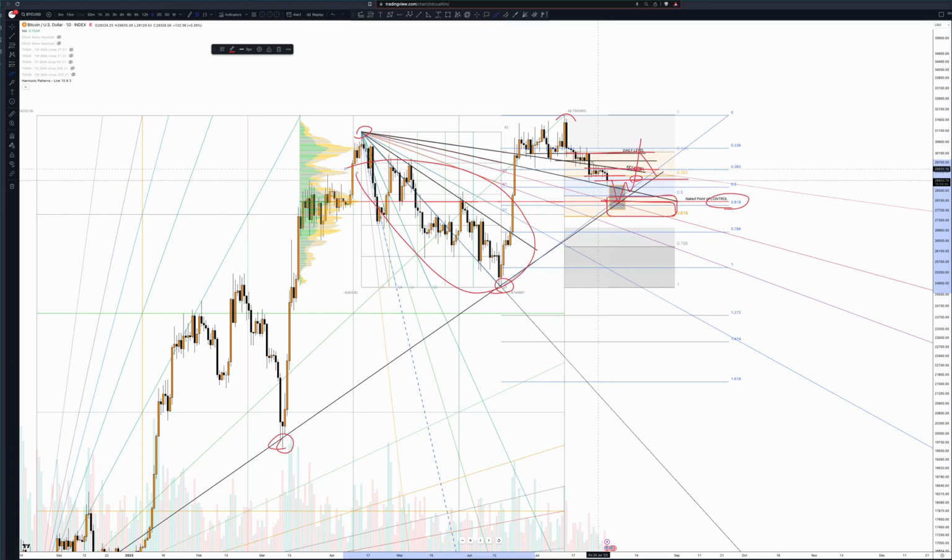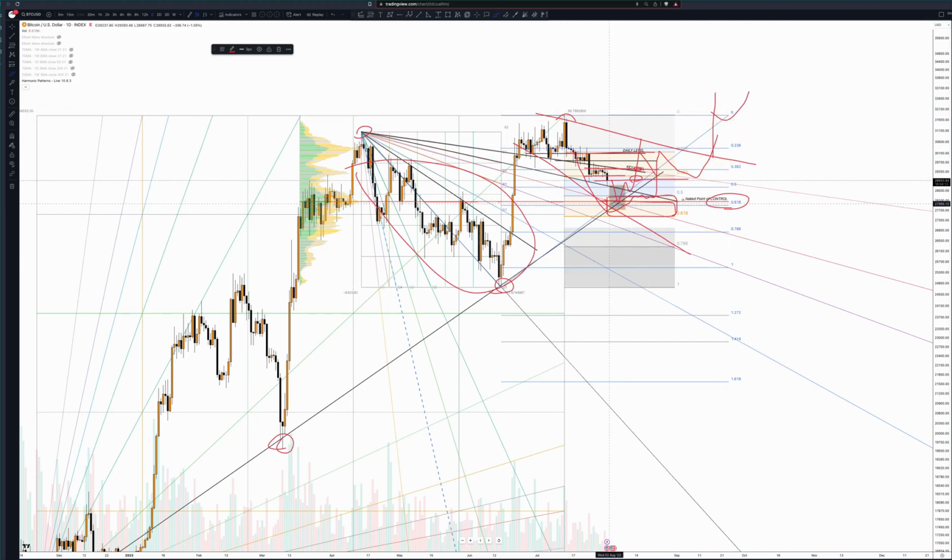So this might be the lowest point, and we might get another sort of right shoulder type of scenario, and we might get a broadening wedge of some sort, and we might just break above and continue on. That is the bullish scenario.